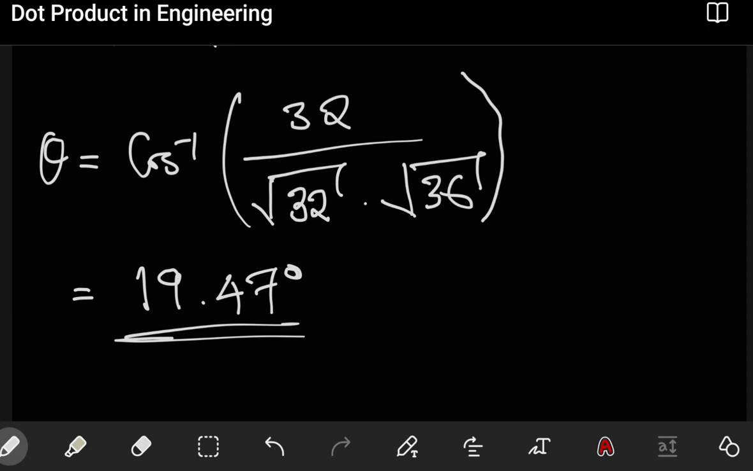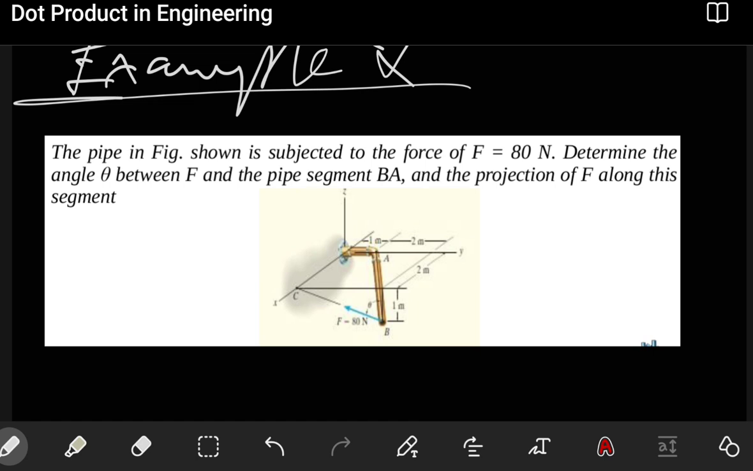Now this was probably more mathematical. Now how do we use the dot product to work out a question in engineering? Well, which takes us to the question I started by showing you in the first place. In this question, they're saying that the pipe in the figure shown is subjected to the force F, which equals 80 newtons. And what they want us to do is to determine the angle theta between F and the pipe segment BA.